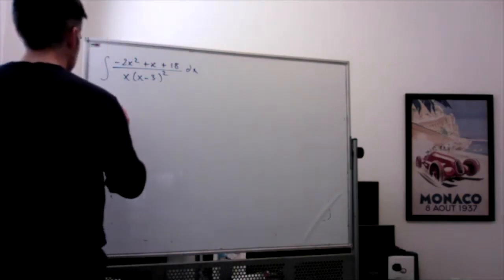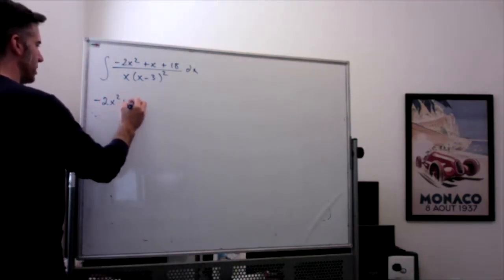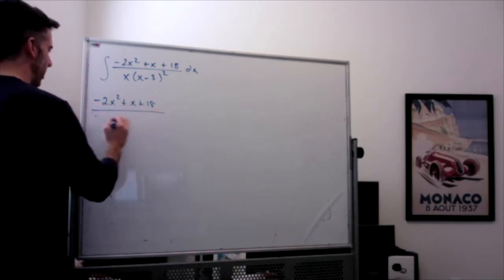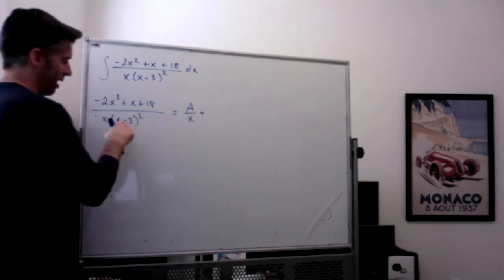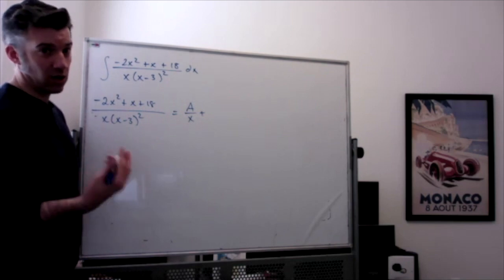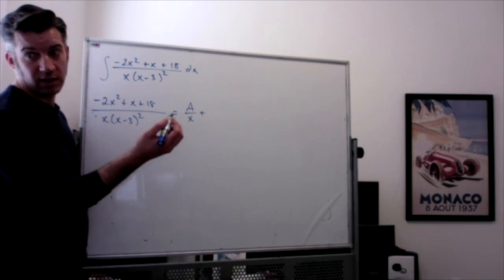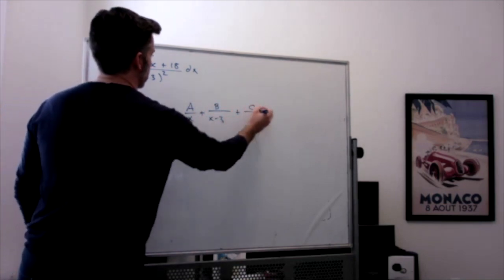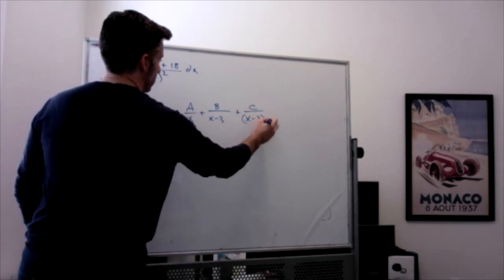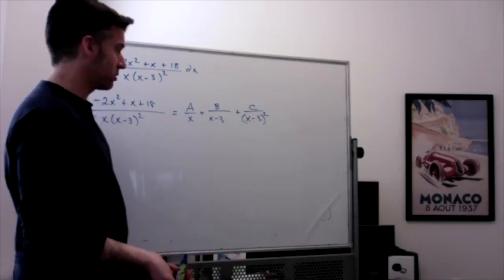So what we do have, though, is this repeated linear factor thing. So we're going to say negative 2x squared plus x plus 18 divided by x times x minus 3 quantity squared is equal to a over x plus, you're going to have something over x minus 3 squared and all the lower powers. So we're going to have b over x minus 3 plus c over x minus 3 squared. It does not matter what order you do them in, as long as you get all of the lesser powers.